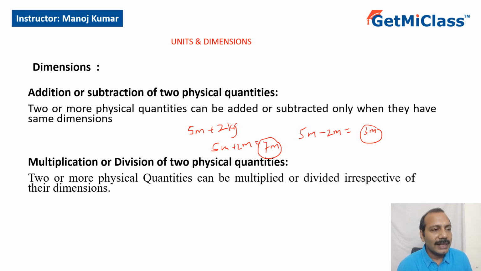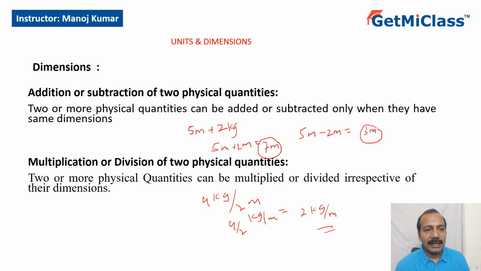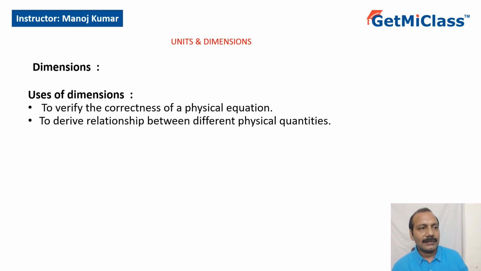Now, in case of multiplication and division, there is no such rule. You can multiply or divide any two physical quantities irrespective of their dimensions. Like, if I say 4 kg by 2 meter, what does it mean? It means 4 by 2 kg per meter. So it will give me linear mass density, 2 kg per meter. So multiplication or division can be done for any physical quantities irrespective of their dimensions.